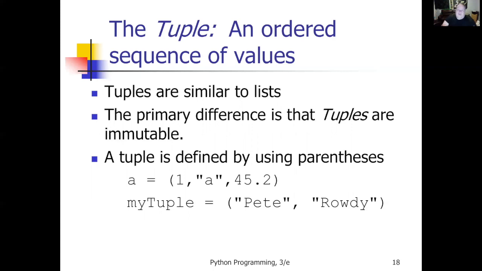Remember we talked about strings earlier this semester, and I said you can reference each individual character in a string by its index, but you couldn't just set that index to something different. You can create a new string and replace the string with a new modified copy, but you can't just change an individual element in that string. It's the same thing with a tuple. We define a tuple using parentheses. So a equals, in parentheses, 1 comma lowercase a comma 45.2. So this is a tuple with 3 values in it, but we can refer to it with a single name.